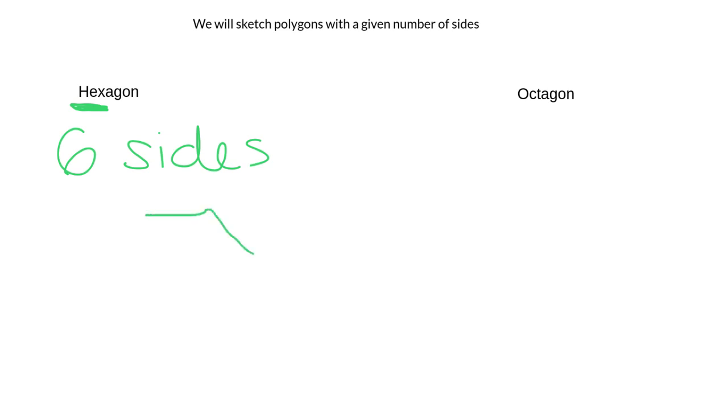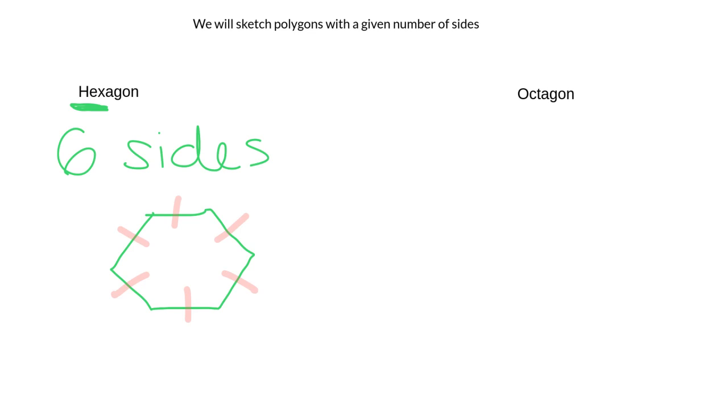1, 2, 3, 4, 5, 6. Oh, that's not my best job, but I'm going to leave it there. And then real quick, we're just going to check in, kind of double check our work. 1, 2, 3, 4, 5, 6. I'm hoping that all of you can draw better hexagons than I can.